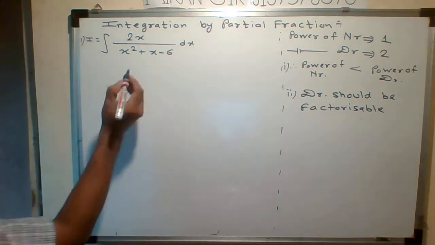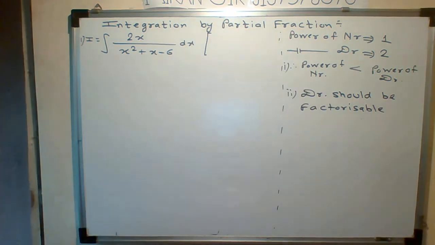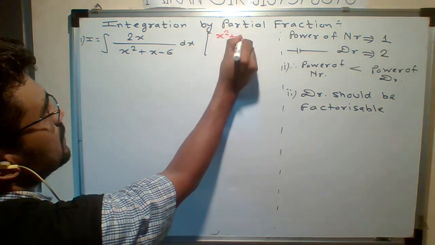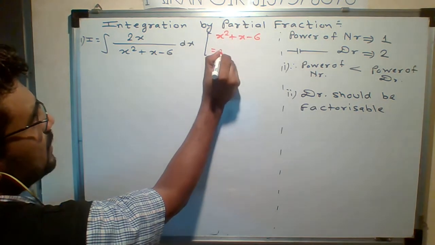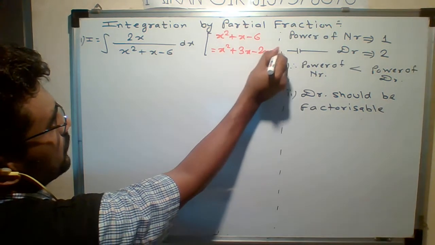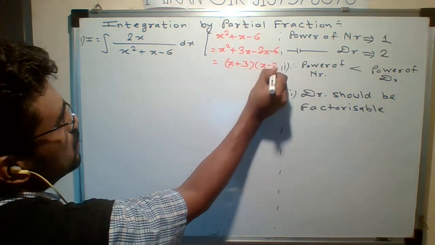So students, let us find the factors of this denominator. Let me take that denominator aside. What is the denominator here? x square plus x minus 6. So what are the factors? x square plus 3x minus 2x minus 6. So the factors are x plus 3 and x minus 2.